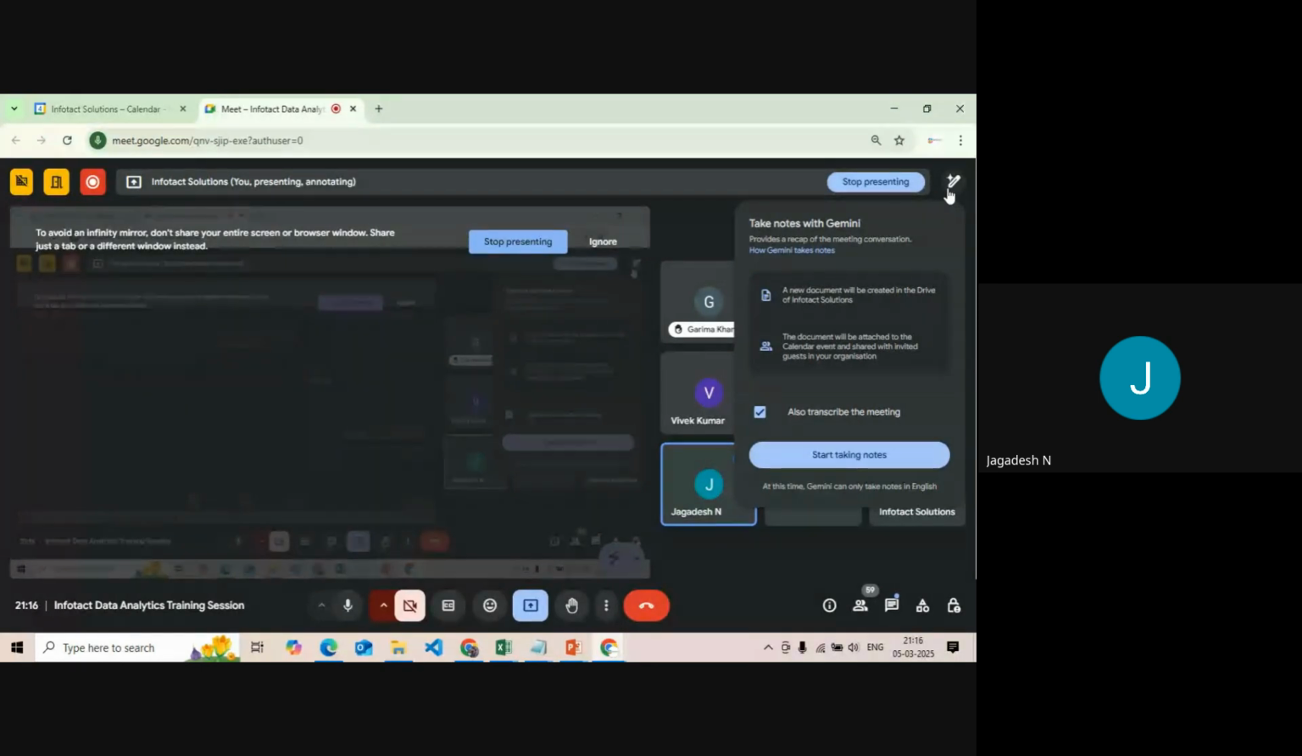Machine learning helps us use algorithms to analyze data and find patterns. That is called machine learning. Sir, machine learning enables computers to learn from the data and make predictions.